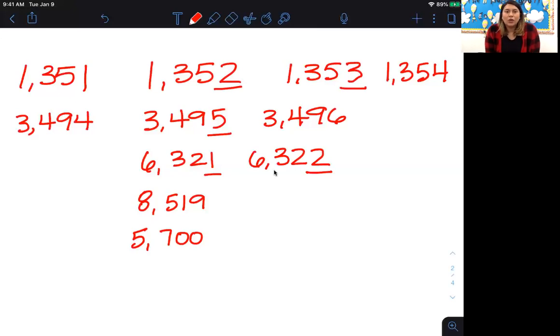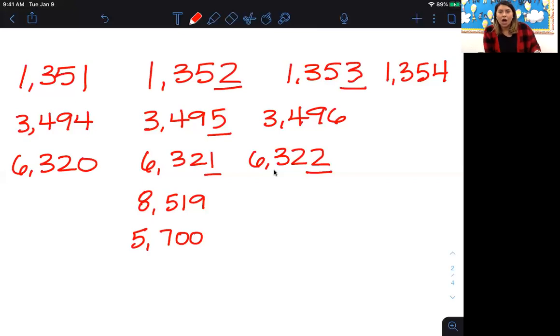All right, next. Let me think. Michael, what number would come before the number 6,321? Ooh, this gets a little bit tricky. But if you think about what number comes before the number 1, if you're counting backwards, that would be 0, right? So it would be 6,320. Wow, you guys are amazing.